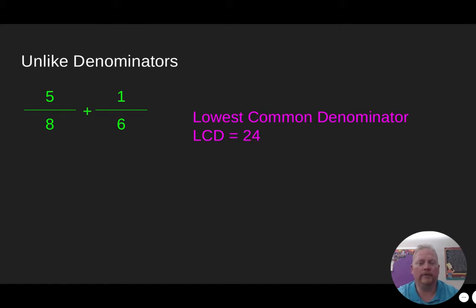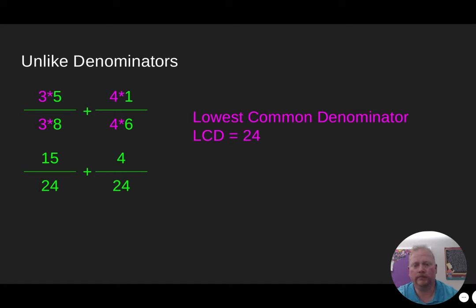So in this one, it's going to be 24 because 24 is the smallest number that both 8 and 6 can go into. So once you establish what the LCD is, we want to create each fraction to have that LCD of 24. So for the first fraction, I need to multiply by 3 in order to make it 24. In the second fraction, I need to multiply it by 4 to make it 24. So I end up getting 15 over 24 plus 4 over 24.